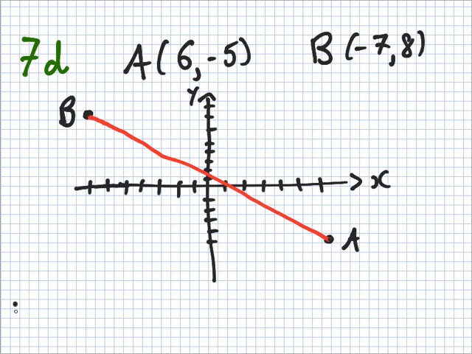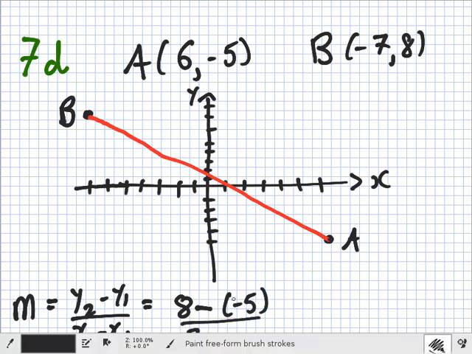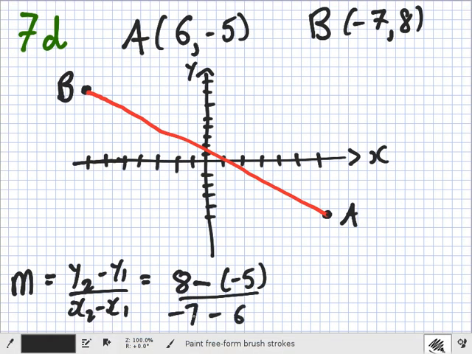So m equals y2 minus y1 over x2 minus x1. Right, so that's going to be 8 minus minus 5 over minus 7 minus 6. What's that? 8 plus 5, 13, isn't it? Over minus 13. In total it'll be minus 1. Yeah, because of that.